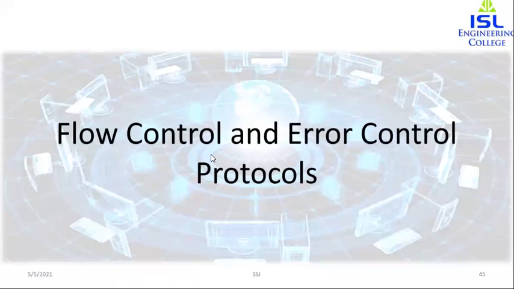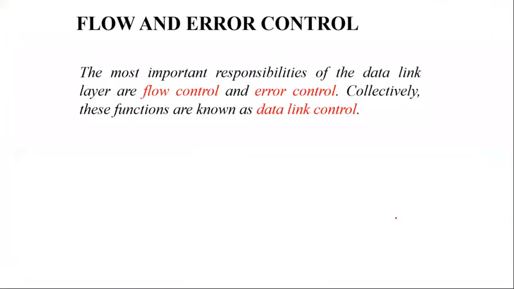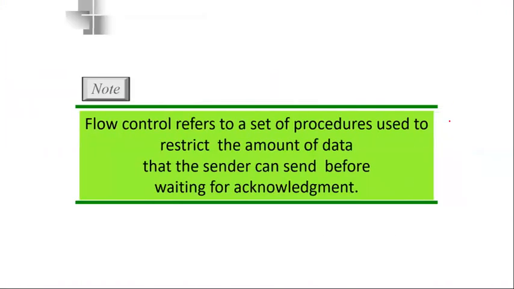Now the next topic is flow control and error control protocols. So basically, as we know, we are studying the data link layer, and the most important responsibility of the data link layer, as we have seen already, is error control, which is basically error detection and error correction. And another thing we have over here is flow control. So these functions together are known as data link control. Now what is flow control? Flow control refers to the set of procedures used to restrict the amount of data that the sender can send before waiting for an acknowledgement.